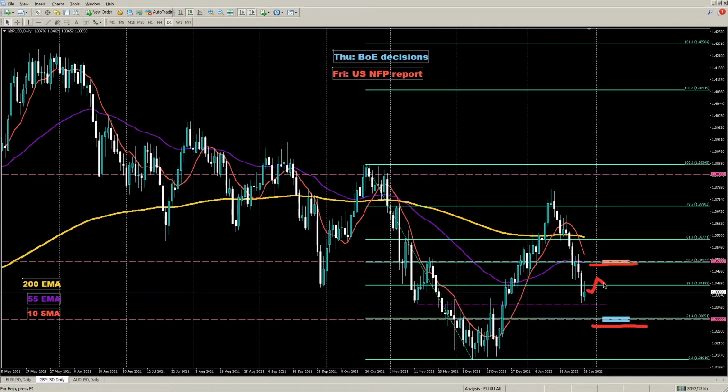And we'll see if it can retest this level. And the BOE is expected to announce another rate hike. It already did that the previous meeting. So this will be a second consecutive rate hike from 0.25 to 0.5%. So we'll see if there's going to be a fundamental reason to break through the resistance and back up to the 62 pip extension where the daily 200 EMA is.